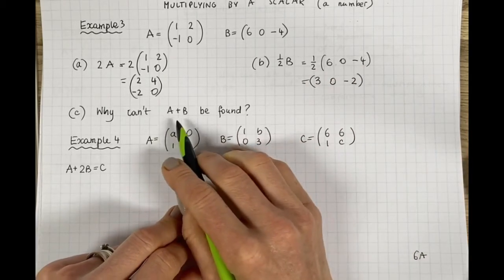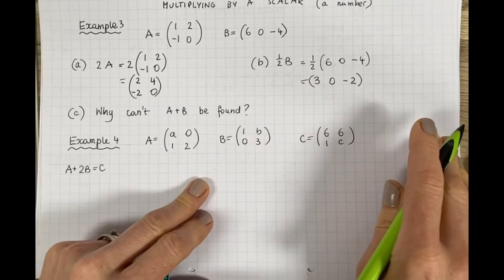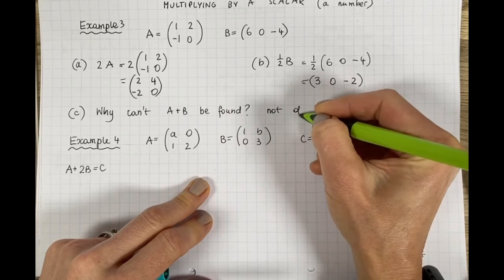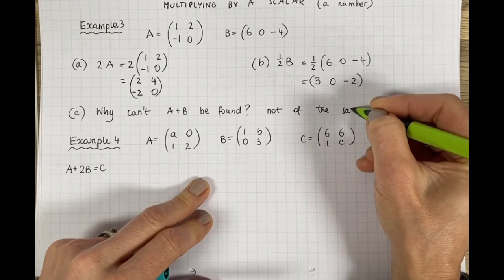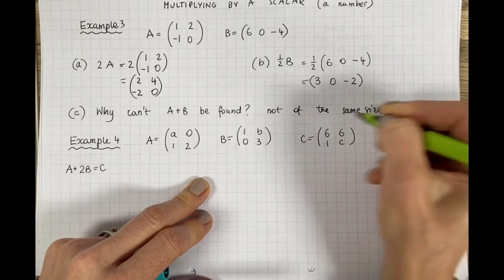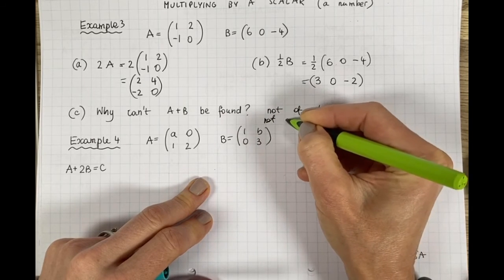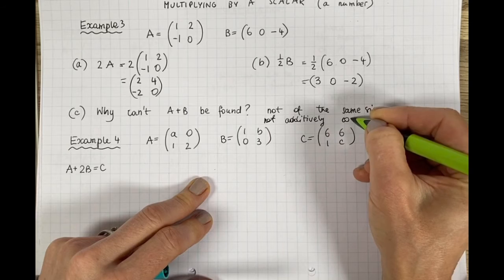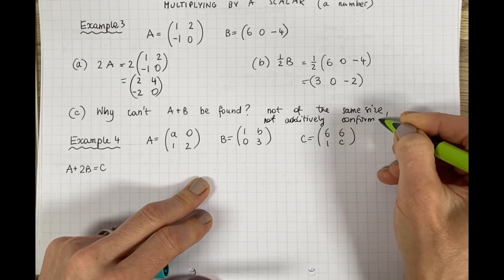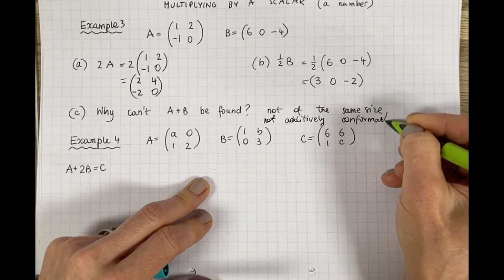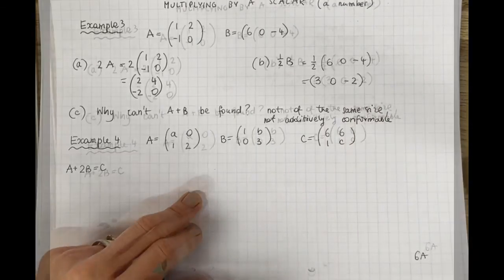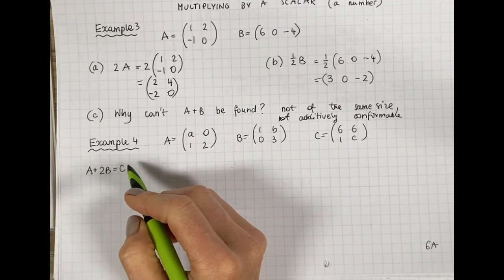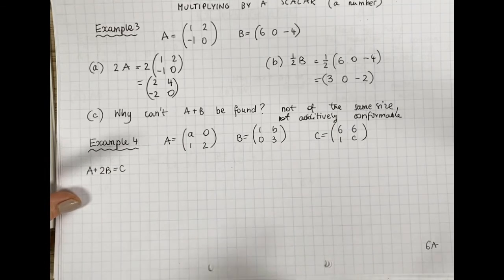Okay, now why can't we find A plus B? Because they are not of the same size. You could say they are not additively conformable. I'm sure I'm saying it wrong. Not additively conformable.